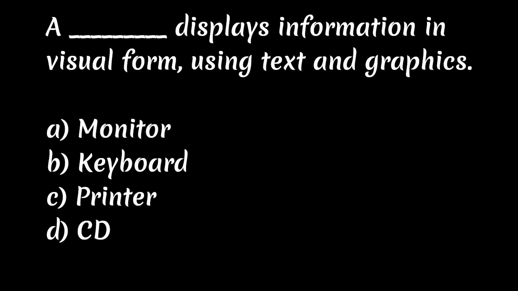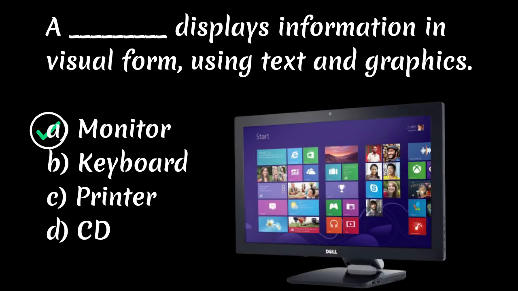Question 49. A dash displays information in visual form using text and graphics. A. Monitor. B. Keyboard. C. Printer. D. CD. Answer A. Monitor.